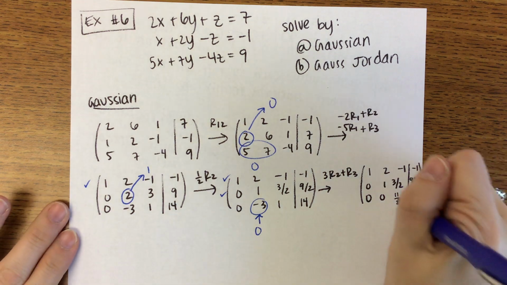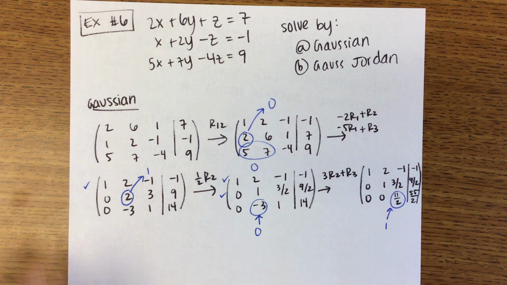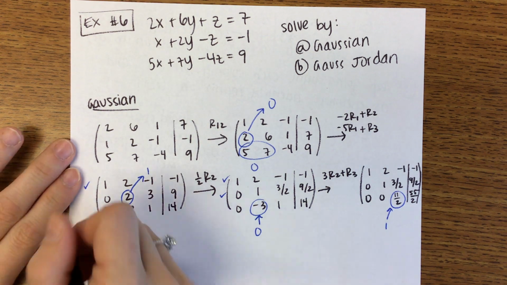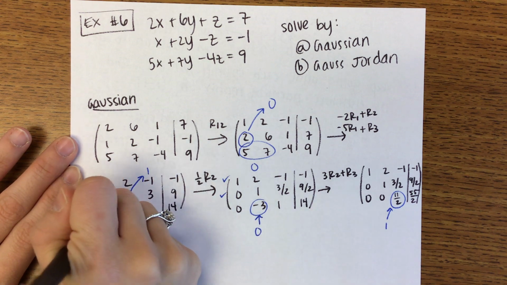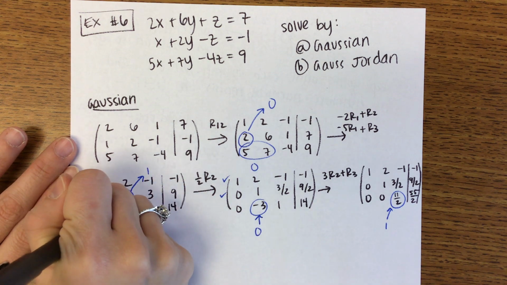Okay, we're almost done. This 11 over 2 needs to be a 1. As soon as we get it to a 1, we'll be in row echelon form. So now what we're going to do is we're going to take that third row and we're going to multiply by 2 over 11.